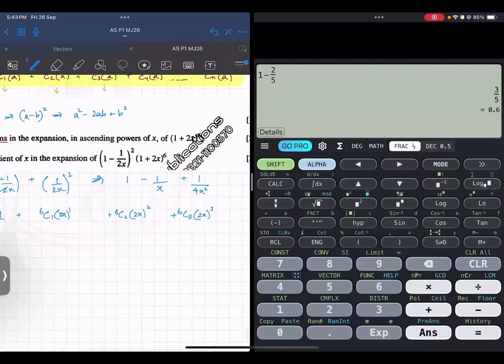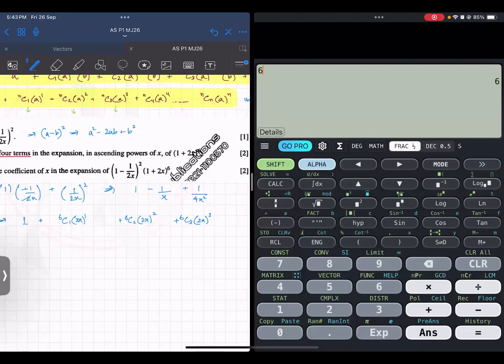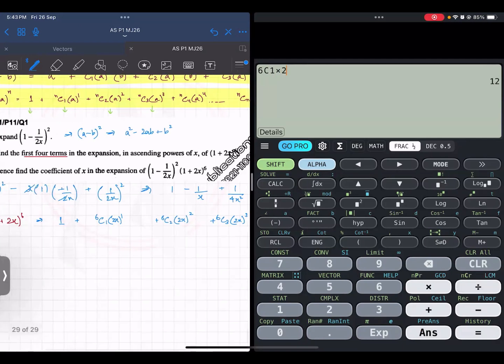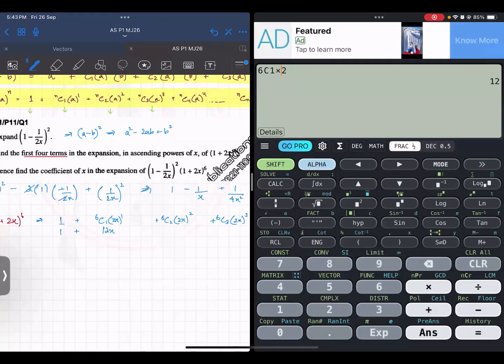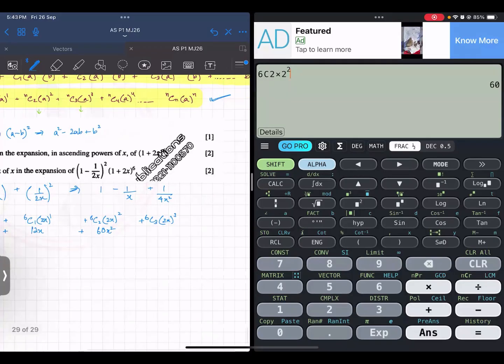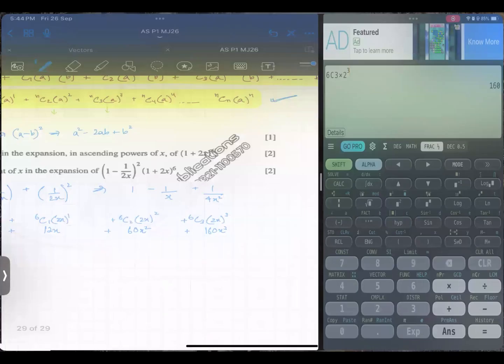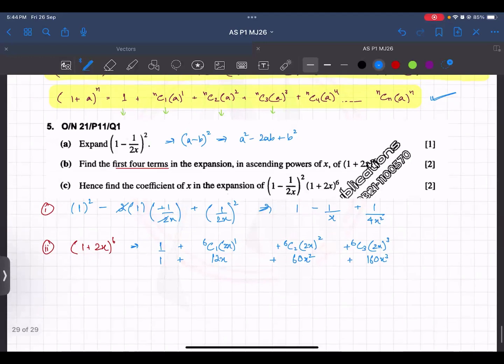And now use your calculator. Don't try to simplify things manually. If you are not very good at simplification, use your calculator. So 6c1 times 2, this becomes 1 plus 12x. Then you have 6c2. Look how I am changing. 6c2 and then 2 power 2. So this becomes 60, and then this would be x square, because if you open up the bracket, it will be x square. Then you have 6c3 and 2 power 3. So this becomes 160x cube. So again, easy 2 marks. You just use the formula. If anyone has any questions, ask.